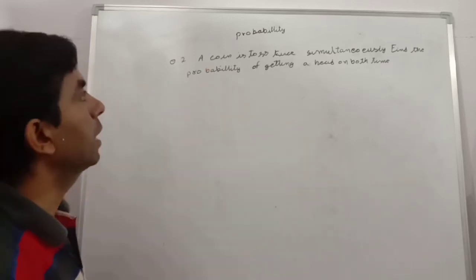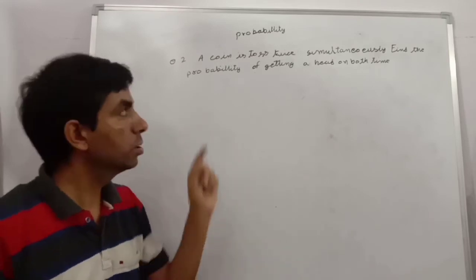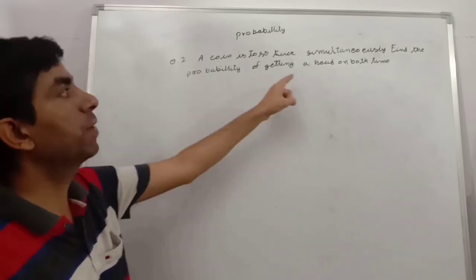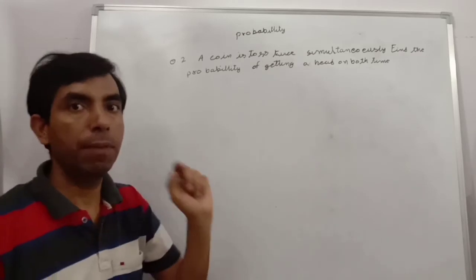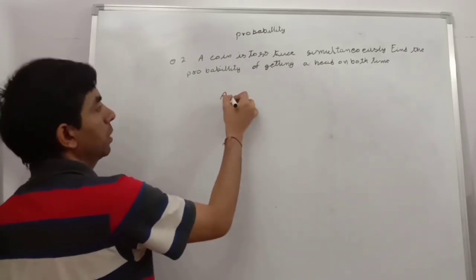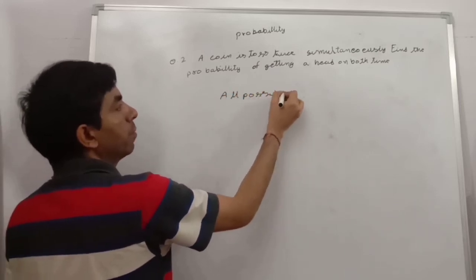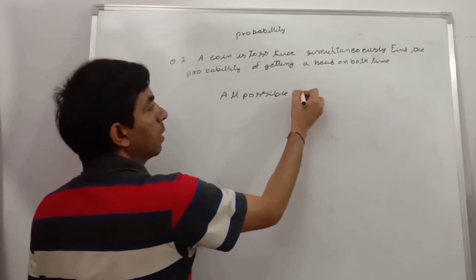Here we are given that a coin is tossed 2 times. Two times a coin is tossed. Then find the probability of getting a head both times. Means head will come both times. First we write all possible outcomes.